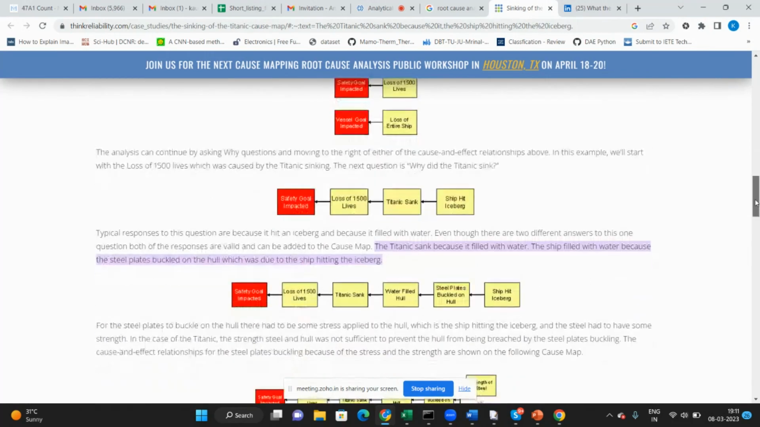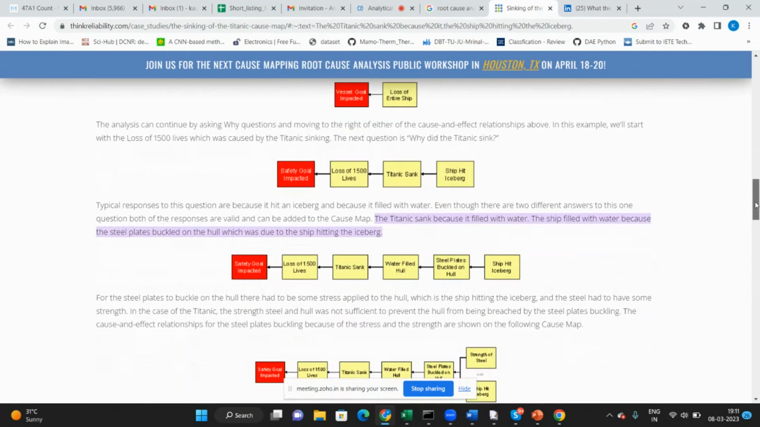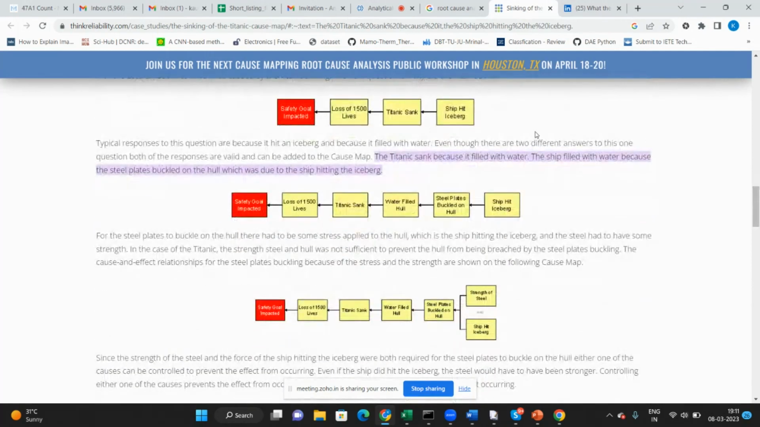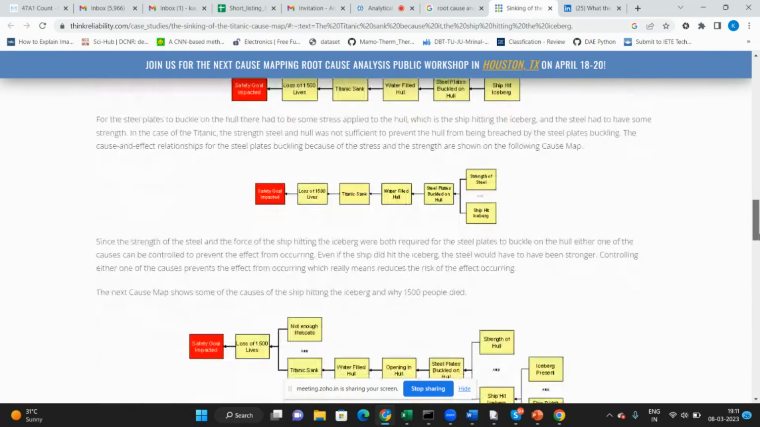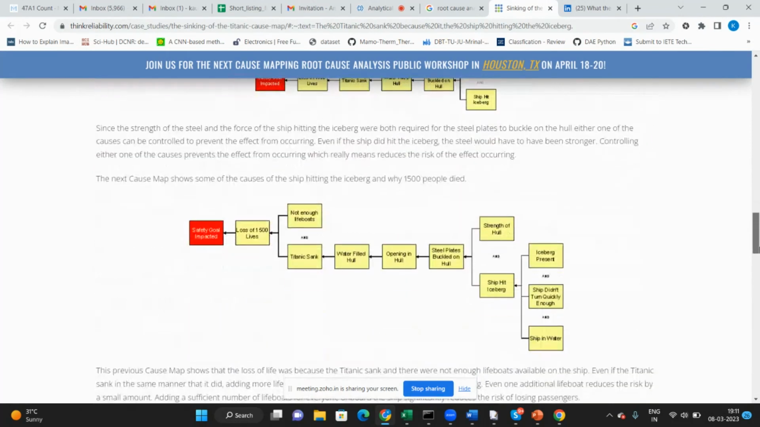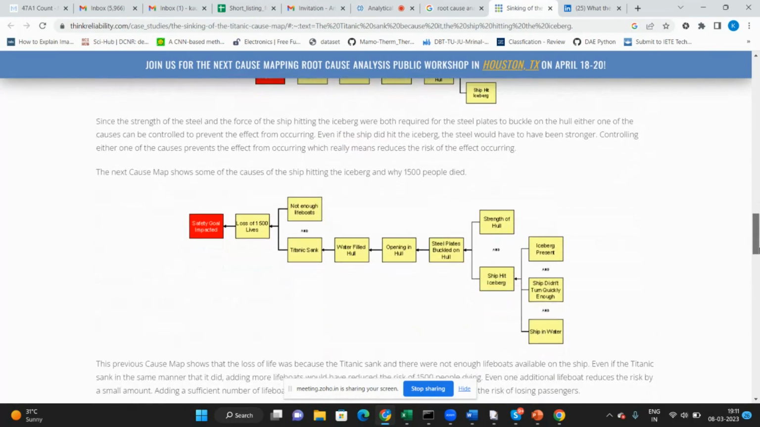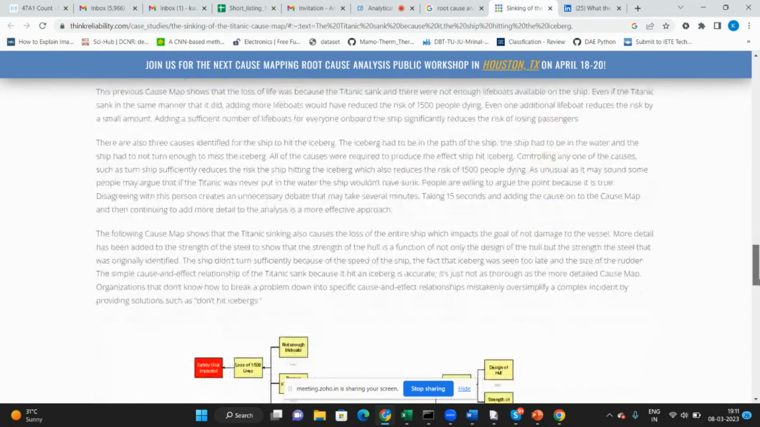So if I expand more, why did the ship sink? Because after the iceberg hit, the steel plates broke and the water filled into the ship. So the ship started sinking, right? So when you think of the steel plate, it could have broken because of two reasons. One, the iceberg caused the hit. The second thing is the strength of the steel was very poor, right? In this way, you keep expanding your cause and effect.